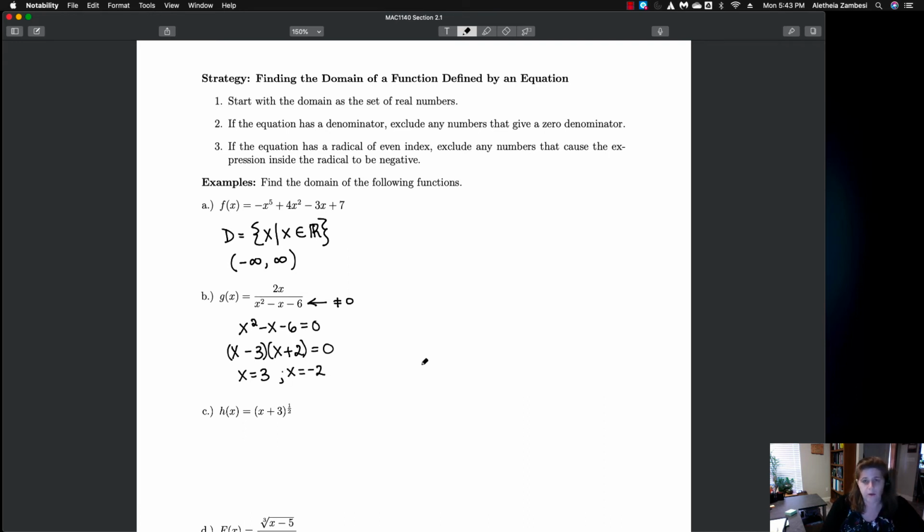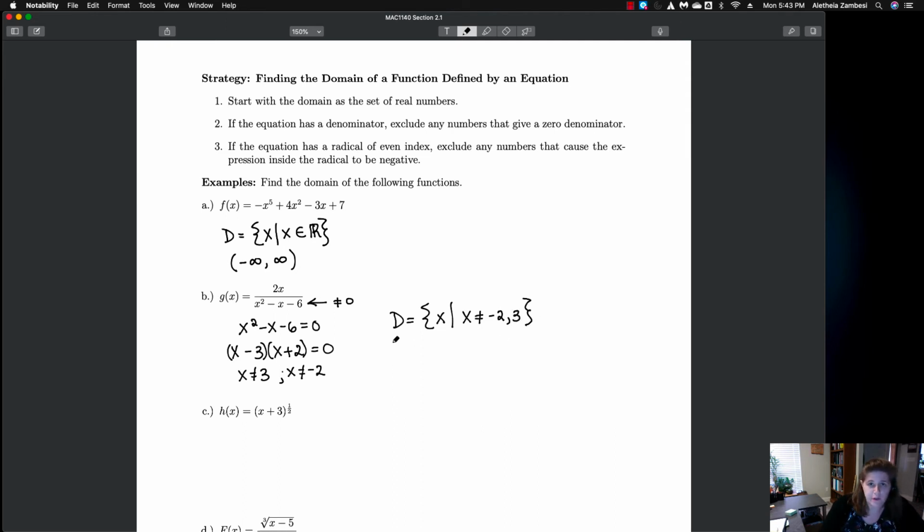Now, this is not where you stop. A common mistake is stopping here after you solve for x. But remember, these are values that x cannot be. So we do need to still write this in a domain notation. If you're doing set notation, the domain is all values of x such that x is not equal to -2 or 3.